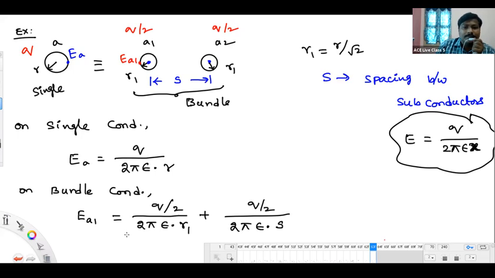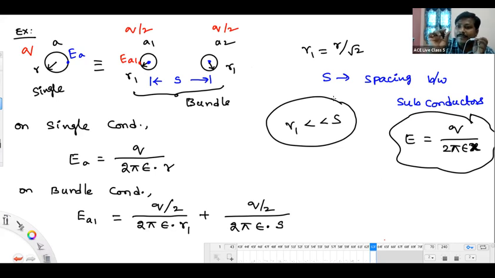Next thing. Practically speaking, this S value is like 40 centimeters or 50 centimeters in that range. And this radius, small r1, will be very low, like 2 or 3 centimeters. In that perspective, radius R1 is very, very small compared to the S value. Practically, the radius of a subconductor is very low compared to the spacing between the subconductors. Either it is S plus R1 or S minus R1, you will get S only. Following? Okay, I'll move to the next slide.